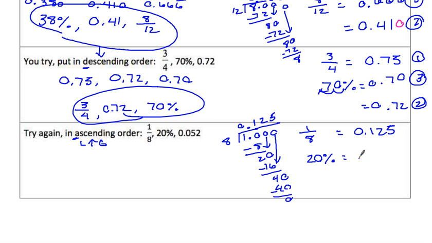20% is really, if I move the decimal away from the percent sign 2, is 0.20. And then the last one is 0.052. These are all 3 decimal places long, so I'm going to add a 0 there. And I want ascending, which is least to greatest. So is it 125, 200, or 52? Well, that 52 is the smallest. That's the smallest, and then the next one is there, and then the last one is there, which is greatest.